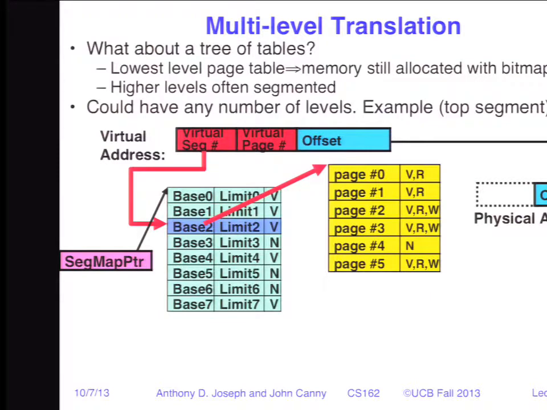The page table has size limit 2. Now we're going to take our virtual page number, and we're going to index into that table. We look up the virtual page number in that, and that now gives us a physical page number, since our lowest level scheme is paging. So now we have a physical page number that we can use. All right? Are we done? Not quite. Yes?